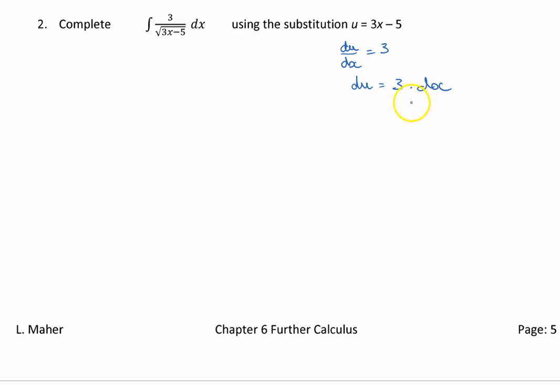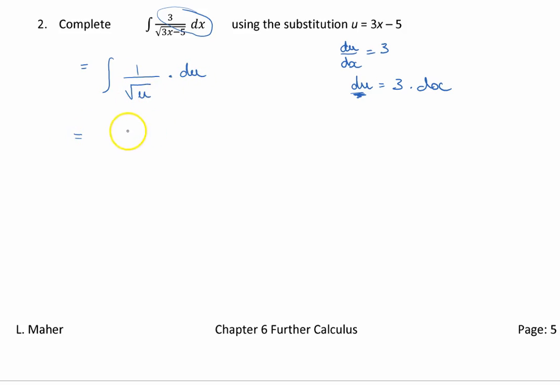And again, really nice, convenient result there, because that's exactly what we've got here. What do we know that that could be replaced with? It could be simply replaced with du. So we know this is going to be equal to 1 over the square root of u times du.